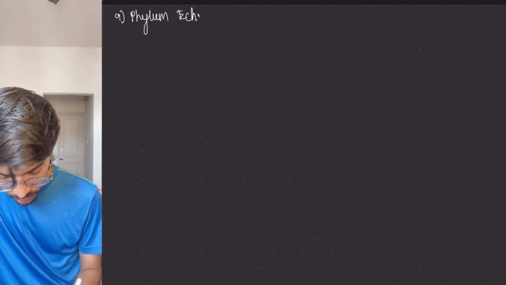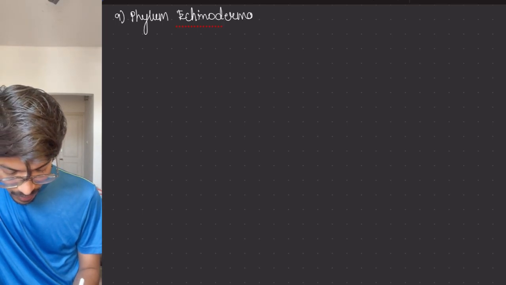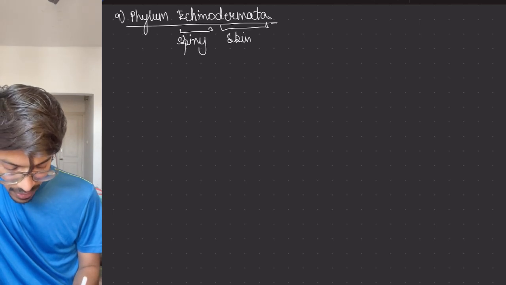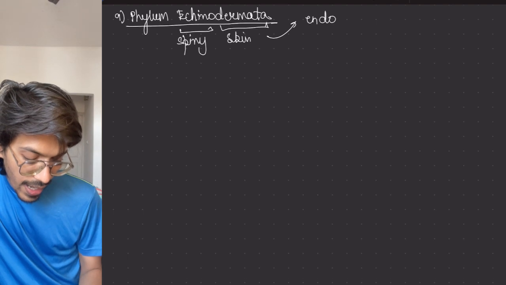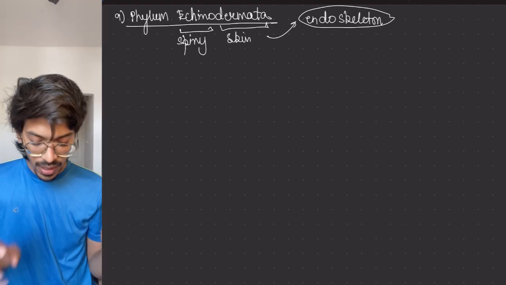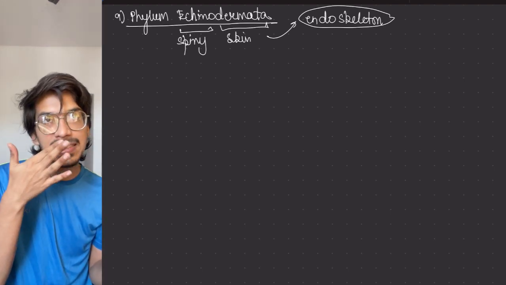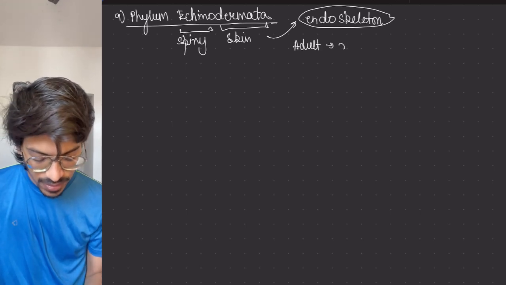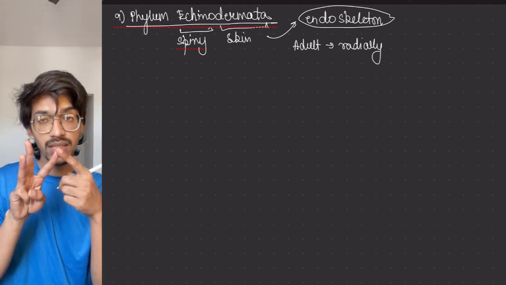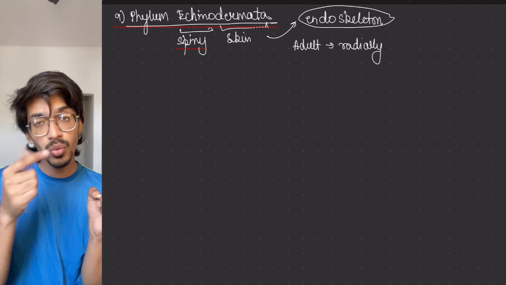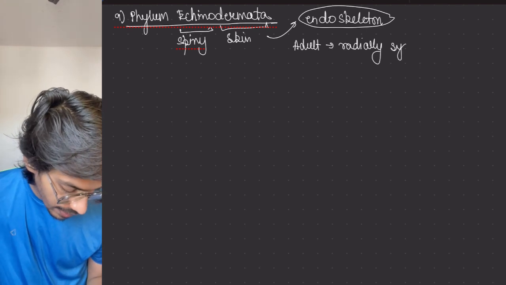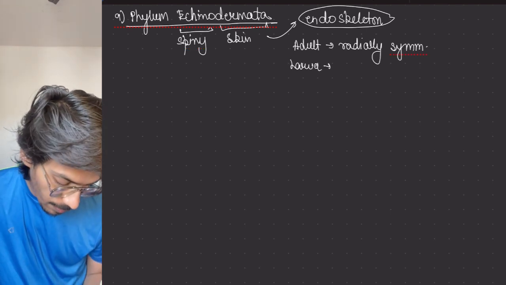Phylum Echinodermata. Echino means spiny, and dermata is skin: spiny skin. Why does it appear spiny? Because of the presence of an endoskeleton, which appears like outward protrusions. Now in Echinodermata, you have to remember certain facts: their adult is radially symmetrical. Only three phyla are radially symmetrical: Coelenterata, Ctenophora, and adults of Echinodermata. What about the larvae of Echinodermata? They are bilaterally symmetrical. Very important fact. So adults are radially symmetrical, larva is bilaterally symmetrical.